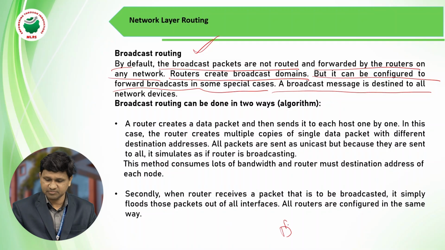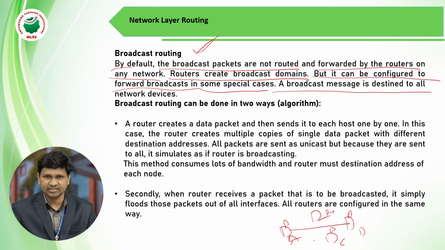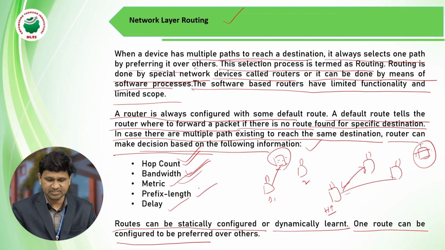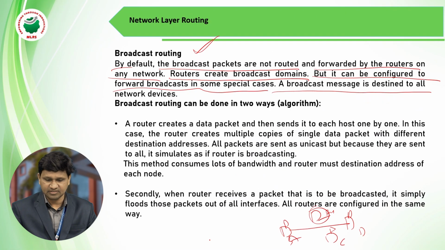Suppose, for example, this is my source and this is my destination. In between, I have a router, right? I have another device also, that is device C. From A to D, I want to send or exchange data. Suppose I didn't mention the destination address. So what is the importance of the router in this sense? Obviously it maintains the routing table, or it creates the destination path by using hop count, bandwidth, metrics, prefix, delay.